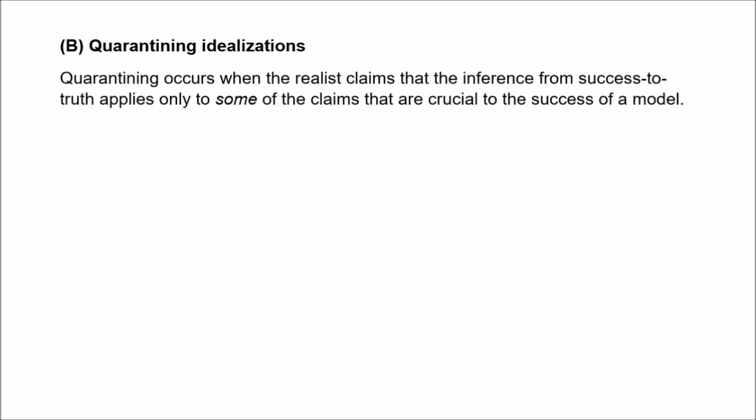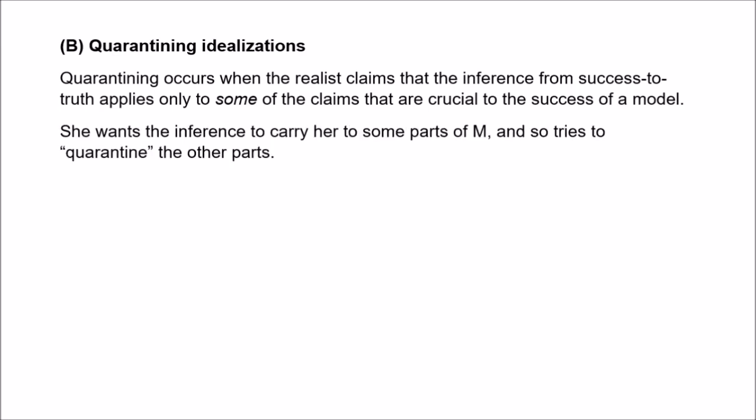Realists often engage in what I call quarantining. Quarantining occurs when the realist wishes to say that these claims that are crucial to the success of some model M are true, whereas these claims that are crucial to success aren't. When she infers from success to truth, she wants the inference to carry her only to some specific parts of the model. So she tries to quarantine the other parts from the success to truth rule.